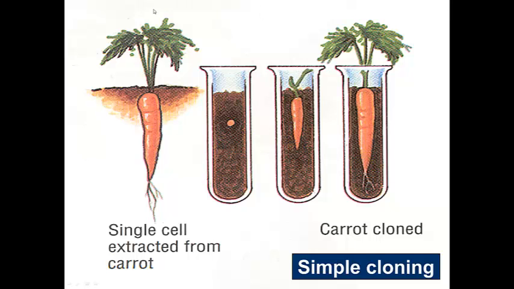So here's an example of simple cloning. You have a parent carrot. They've taken a single cell and a bit of the carrot, treated it with the proper hormones and put it in the dirt. And a new carrot is formed. So this new carrot is genetically identical to the old carrot.